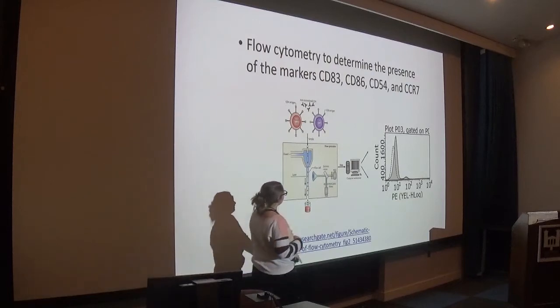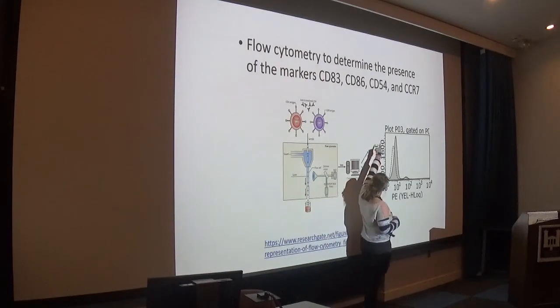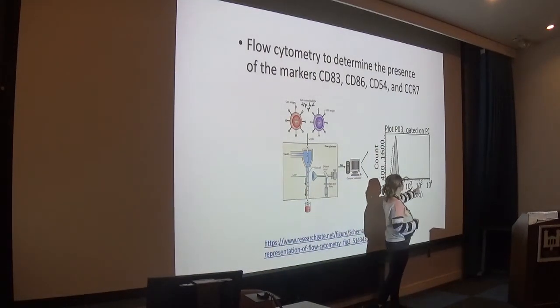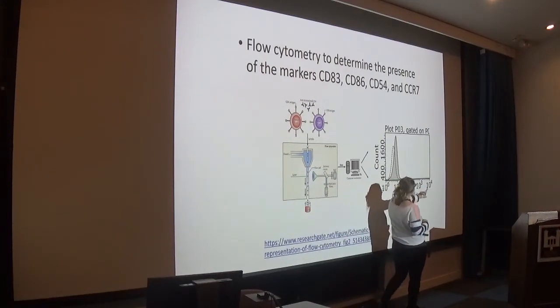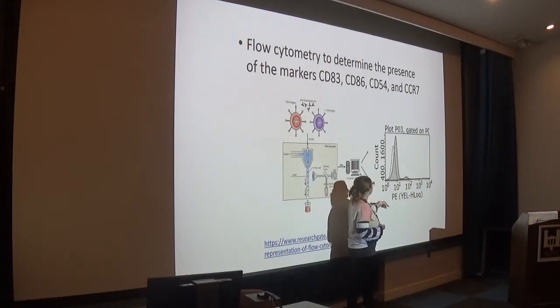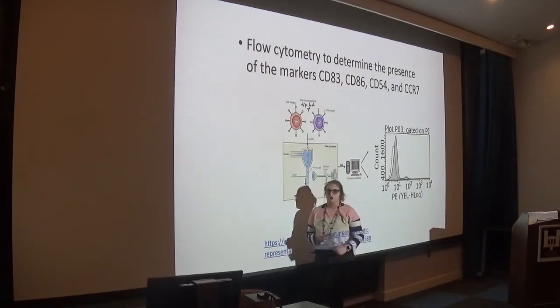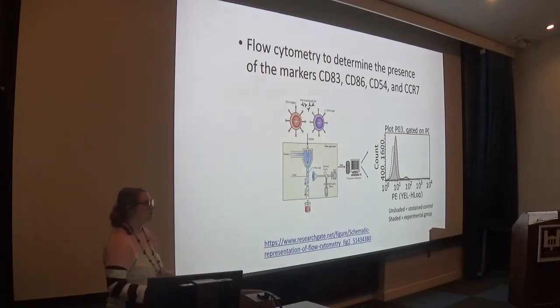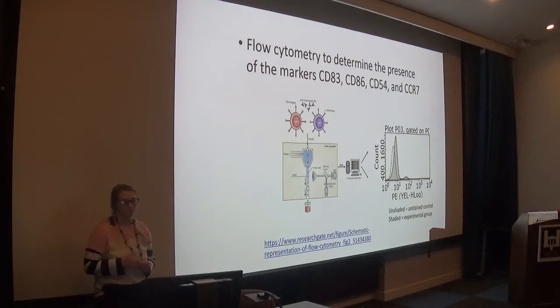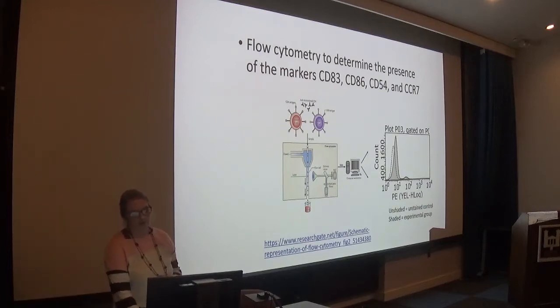This is how many cells are present, and this is how many of those markers are present on the cell. So as you shift to the right, there are more markers present than if you're over on this side, and then how many cells have that many markers. The unshaded region is our unstained control, so no markers should be present there. And then our shaded region is our experimental group that do have the markers present.